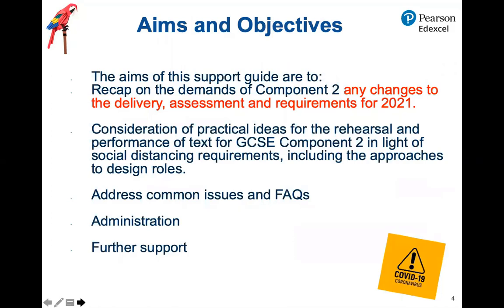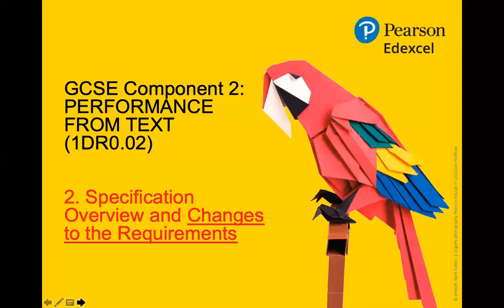So the aims and objectives of this support material are to recap on the demands of Component 2 and any changes to the delivery, assessment and requirements for this exam series 2021, to consider the practical ideas for the rehearsal and performance of text for GCSE Component 2 in light of the social distancing requirements, to consider any common issues, FAQs, the administration, and then just to point you towards the further support material available.